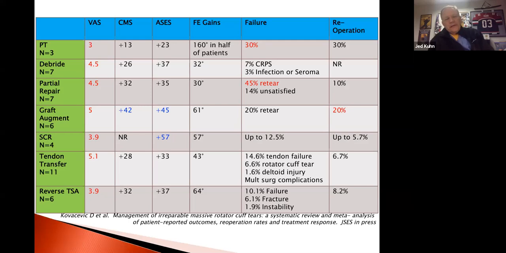Tendon transfers, there's a lot of data on different tendon transfers, big operation, a lot of complications associated with it. But it does help some patients. And of course, we all know about reverse arthroplasty, but it's not perfect either. It has about a 10% failure rate and an 8% reoperation rate. So just be aware of those issues. And again, when this paper comes out, download it and read it. Next slide.